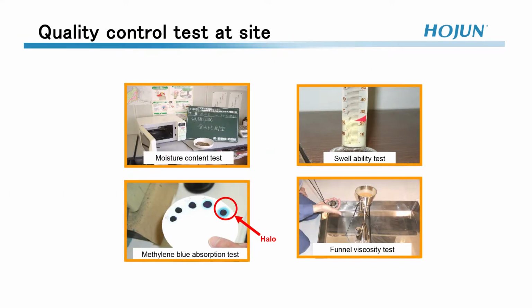As for quality control tests at the site, a base material water content test and bentonite swell ability test are performed prior to preparation and when the material is received. Quality control after mix is prepared uses a methylene blue absorption test and funnel viscosity test to confirm the bentonite additive amount and to confirm whether or not a homogeneous mix without stirring unevenness was produced.